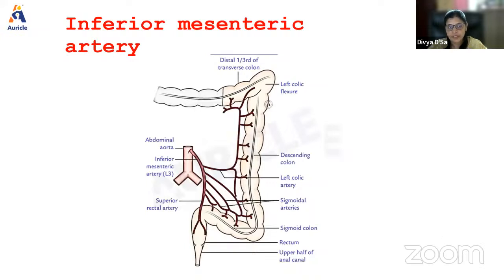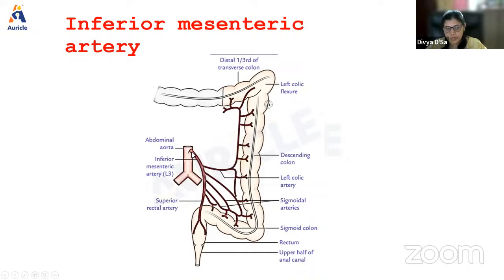Then we have the inferior mesenteric artery. Where does this inferior mesenteric artery begin? It also begins from the front of the aorta, about 4 centimeters above the bifurcation, where the abdominal aorta will divide into the right and left common iliacs. So about 4 centimeters above it begins, that is opposite L3 vertebrae.